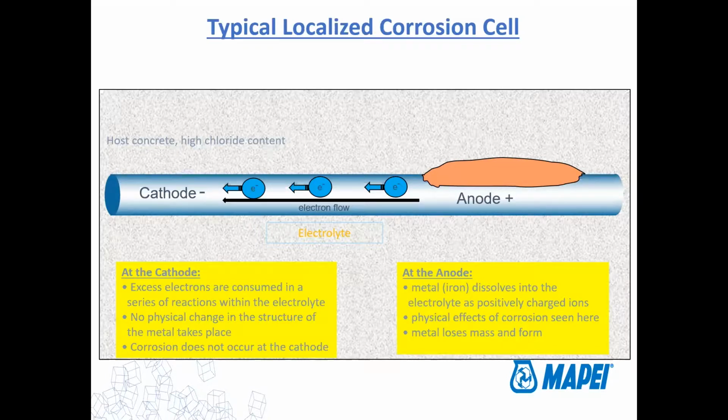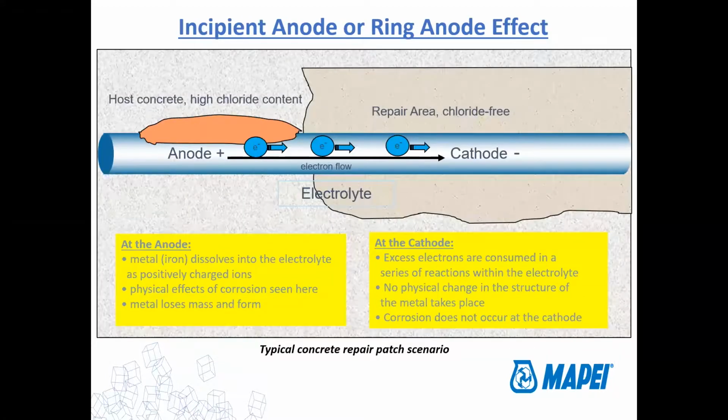Well, what happens when we all of a sudden repair an area and we cut out the area? The high pH is going to create a passivation layer on the reinforcement steel. Everything's going to be great in that repair area. We're not going to get any corrosion. Well, what do you think is going to happen right next door to that?